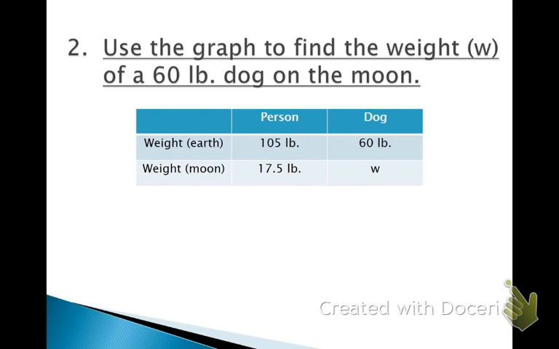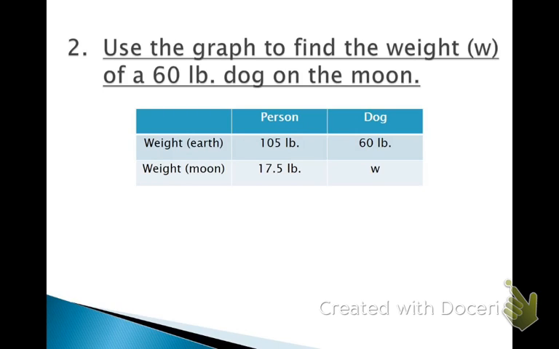So we can imagine here, I've got a dog, a 60-pound dog that also travels to the moon. Do you think that dog is going to weigh more on the moon or more on the Earth? More on the Earth. He'll weigh more on the Earth, because if a person weighs more on the Earth, then that dog is also going to weigh more on the Earth, okay? So here's what I've got. My question says, use the graph to find the weight, W, of a 60-pound dog on the moon. So I've got to set a proportion here that they are equal to each other.